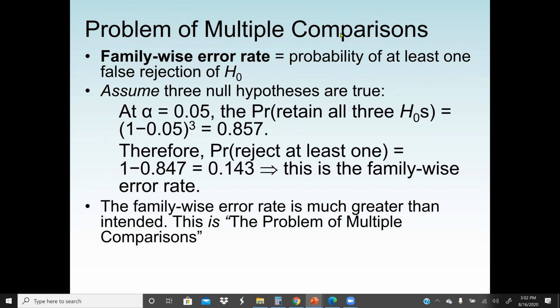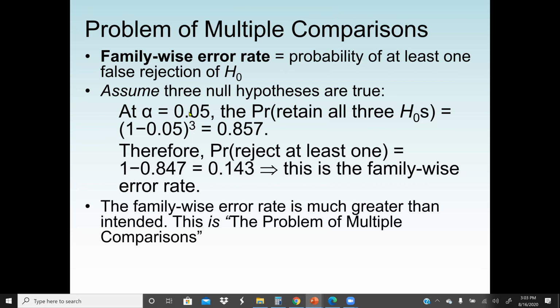See, here we have three different comparisons to make. It's what we call the family-wise error rate. A family-wise error rate is the probability of at least one false rejection of HO. So here we say, assuming three null hypotheses are true, at alpha equal to 5%, then the probability of retaining all three HOs will be 1 minus 0.05 to the power 3, because alpha is again 0.05.